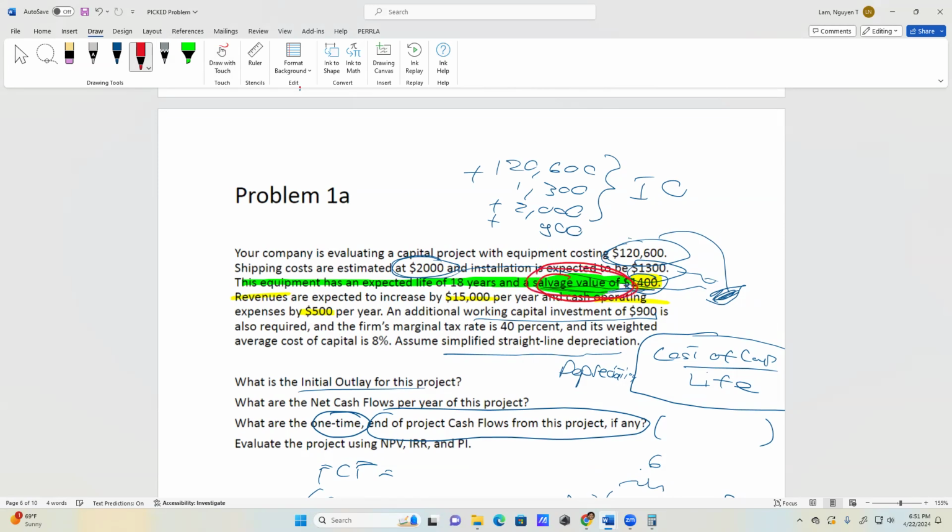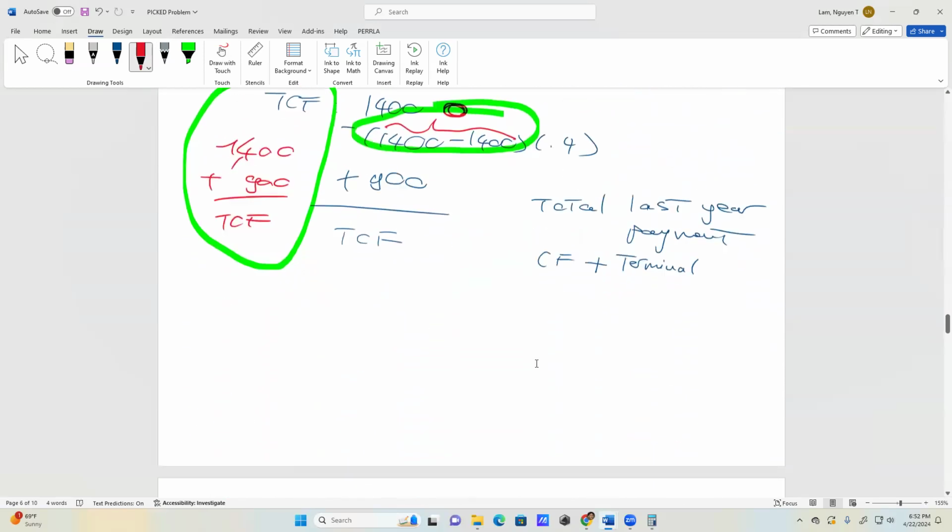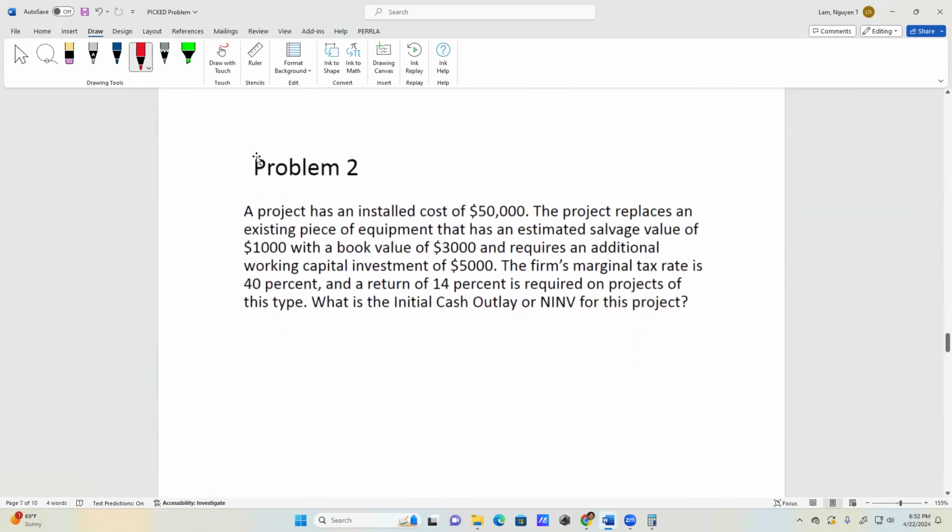When you see the word salvage or salvage off, watch out for those two terms. It could mean the salvage value minus the book value of the same number when you try to find the tax effect. Yeah, kind of don't like that.